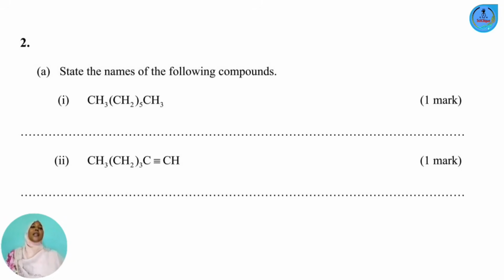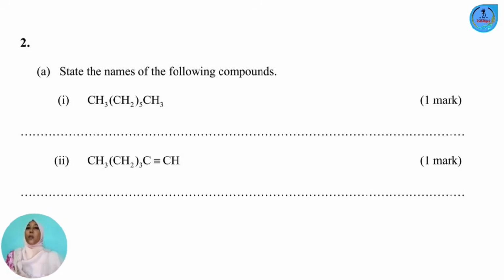Part A. State the names of the following compounds. Okay, we have 2 compounds that have been given. If you look at the components, you can clearly tell that these are hydrocarbons, right? Because we only have carbon and hydrogen atoms present. So to be able to name these compounds, the first thing we are going to do is count the number of carbon and hydrogen atoms that are present, so that we can get a clearer picture.